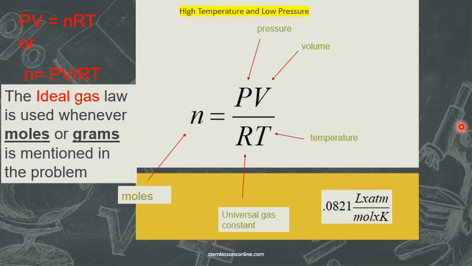So the ideal gas law is used whenever moles or grams is mentioned in the problem, because if the grams is given, you can convert grams to moles. Okay, so if they're asking for grams, if you know the moles and if you know the compound, you can convert moles to grams and grams to moles. That we have practiced before.